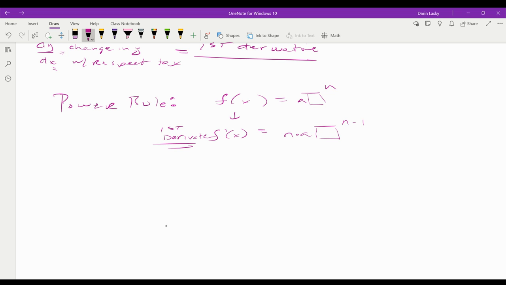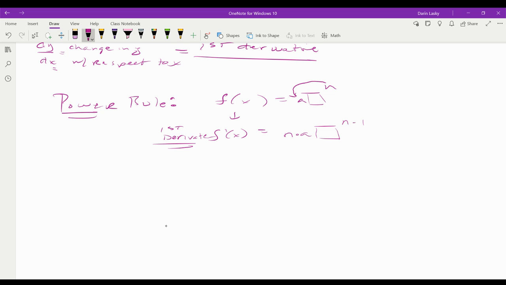Multiply, then subtract 1 from the power. That's why it's called the power rule. We're using the power. We multiply the power to the coefficient, and then we subtract 1 off the power. It's always subtracting 1. And then whatever this piece is in here. Okay? So that's considered the power rule.